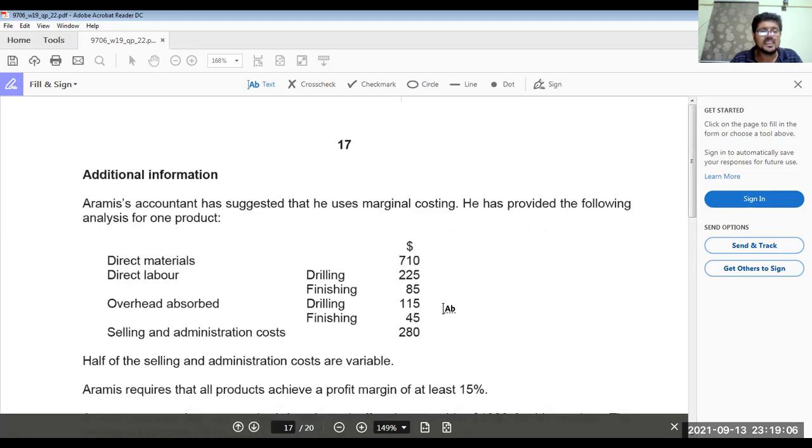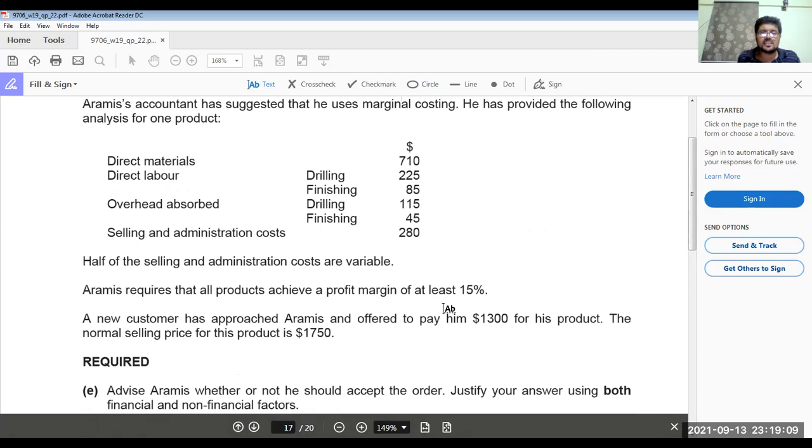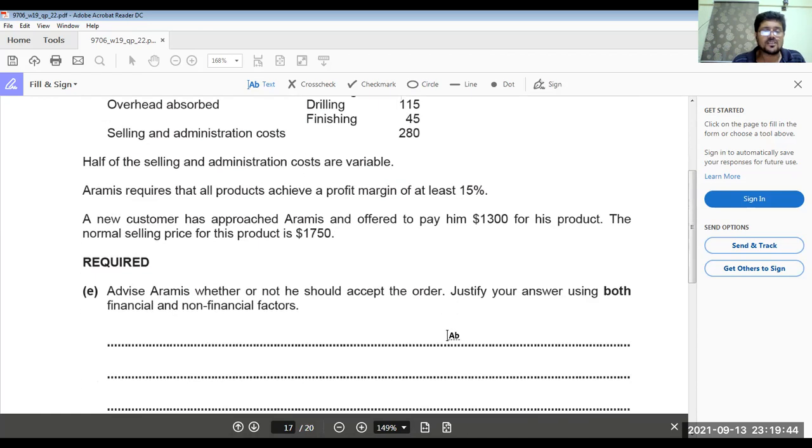Okay. Now, Aramis's accountant uses marginal costing: direct material 710, direct labor, drilling, finishing, overhead absorbed, drilling, finishing, selling and administrative cost 280. Half of the selling and administrative costs are variable. Aramis requires that all products achieve a profit margin of at least 15%. A new customer has approached Aramis and offered to pay 1300 for his product. The normal selling price for this product is 1750. Advise Aramis whether or not he should accept the order. Justify answer using both financial and non-financial factors.